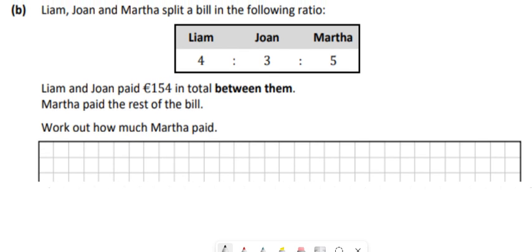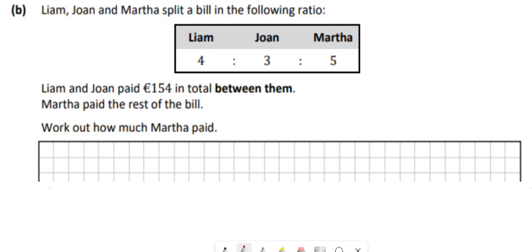Right, this is a ratio question. Liam and Joan paid 154 in total between them. Martha paid the rest of the bill. I always like to look at ratio questions as kind of put them into fractions. So Liam had 4 shares of it, Joan had 3 shares, and Martha had 5 shares of it.